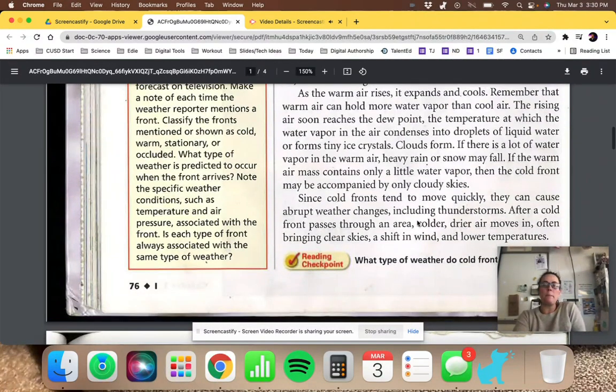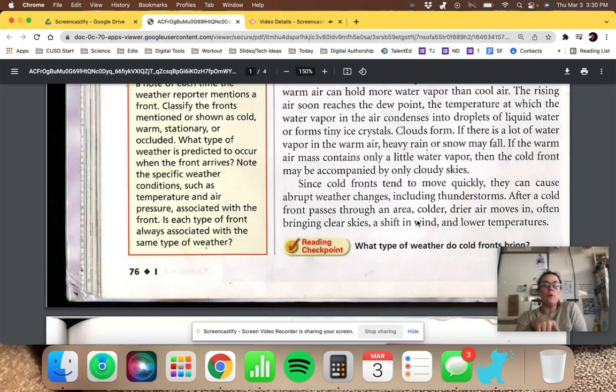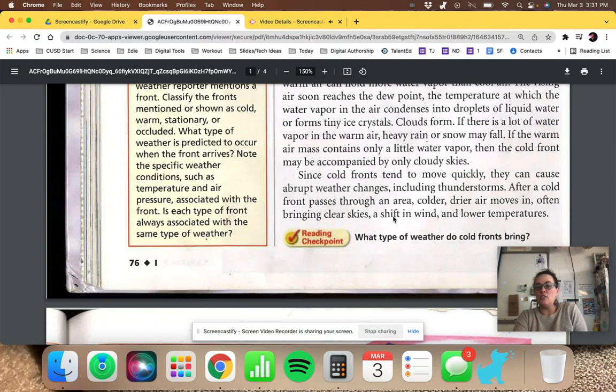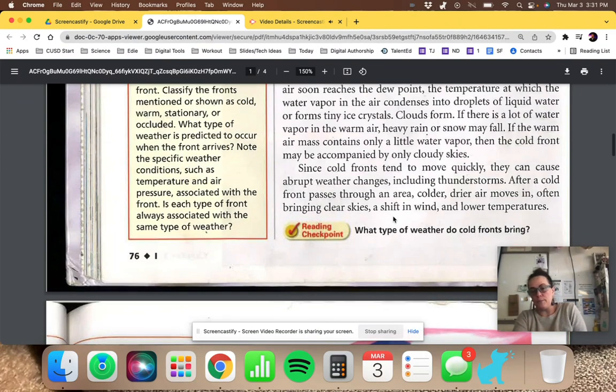Since cold fronts tend to move quickly, however, they can cause an abrupt or rapid weather change, including thunderstorms. After a cold front moves through an area, though, colder, drier air will move in, bringing clear skies, a shift in the wind, and lower temperatures.